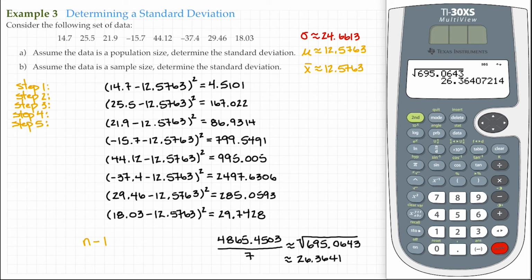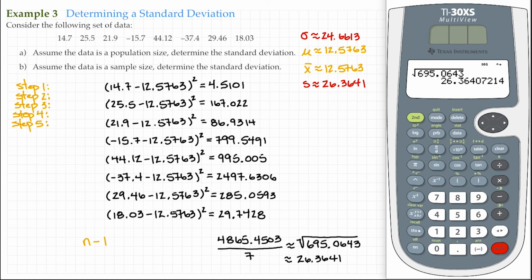So the standard deviation, if we were to assume that this data is a sample size, it's labeled as S. That way we know that it's a standard deviation of a sample, and it's approximately equal to 26.3641.